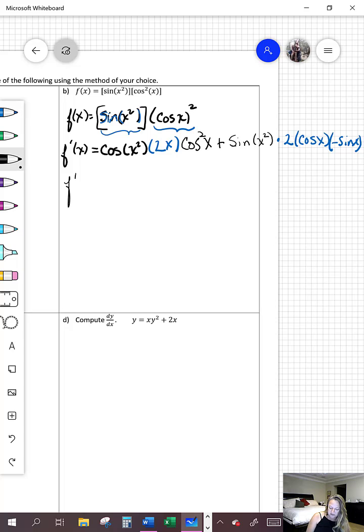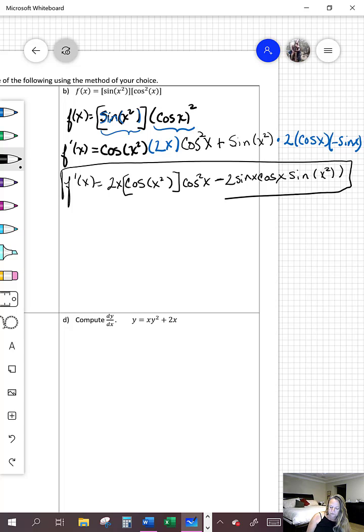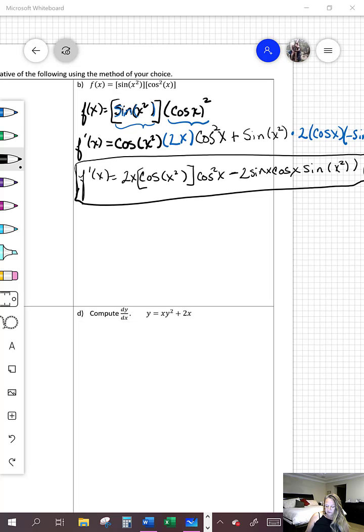So we find that the derivative of f of x is equal to, let's pull the 2x out front, 2x cosine of x squared, all times cosine squared of x, times, well, there's a negative here, so let's pull the negative out front. So minus 2 sine x cosine of x sine x, or sine of x quantity squared. If you wanted to, you could start factoring out common factors, but for here, that's good enough.